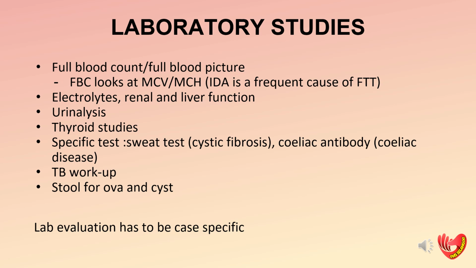What are the laboratory studies that need to be done for a child with failure to thrive? We would normally do a full blood count or full blood picture, as iron deficiency anemia is a frequent cause of failure to thrive, electrolytes, renal and liver function, urine analysis, thyroid studies, specific tests such as sweat test if cystic fibrosis is suspected and celiac antibody if you are suspecting celiac disease, tuberculosis workup, and stool for ova and cyst. Remember that the workup of a child with failure to thrive has to be tailored to each child based on the history and clinical examination.